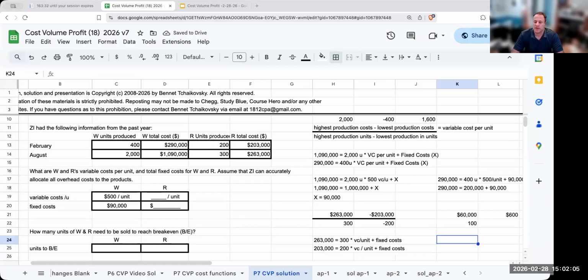Now, if I plug this in, if I said that my variable cost per unit for product R was 600, so we got 263,000 equals 300 times 600 plus my fixed cost, which I'll call Y. Well, this means 263,000 equals 180,000 plus Y. My fixed costs must then be 83,000.